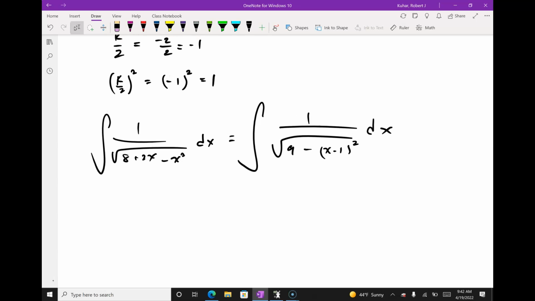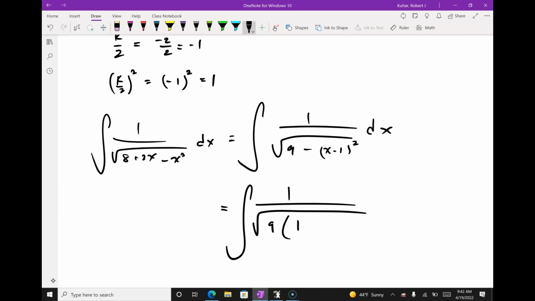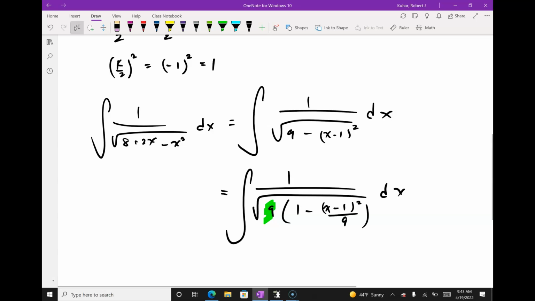So I'd like to factor out that 9 all the way out of the square root, right? So let me do it first inside the square root. So I've got 9 times 1 minus x minus 1 all squared over 9 dx, right? So that first 9 there can come out now, but what does it come out as in the square root? A third, right?